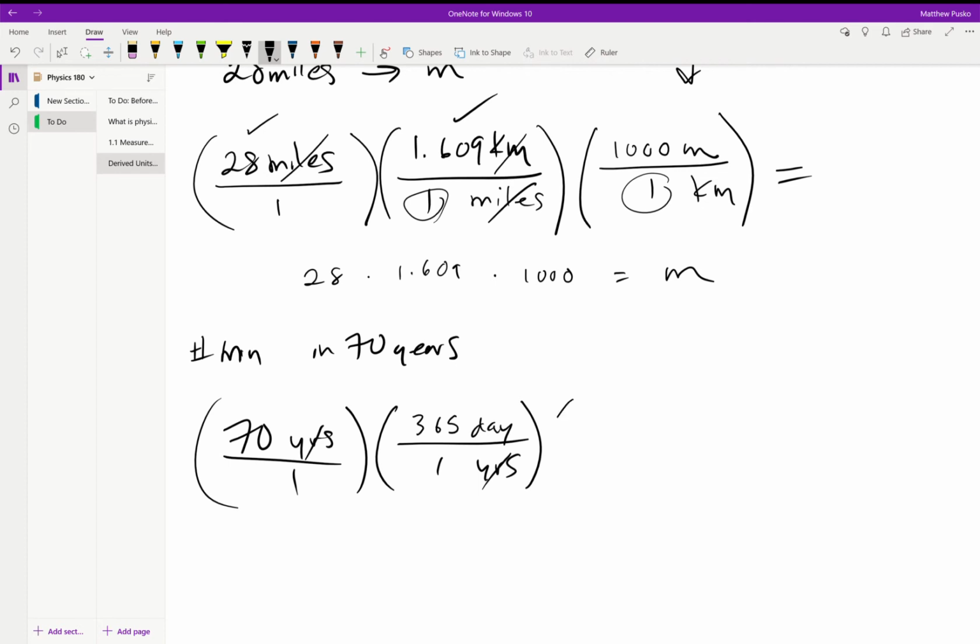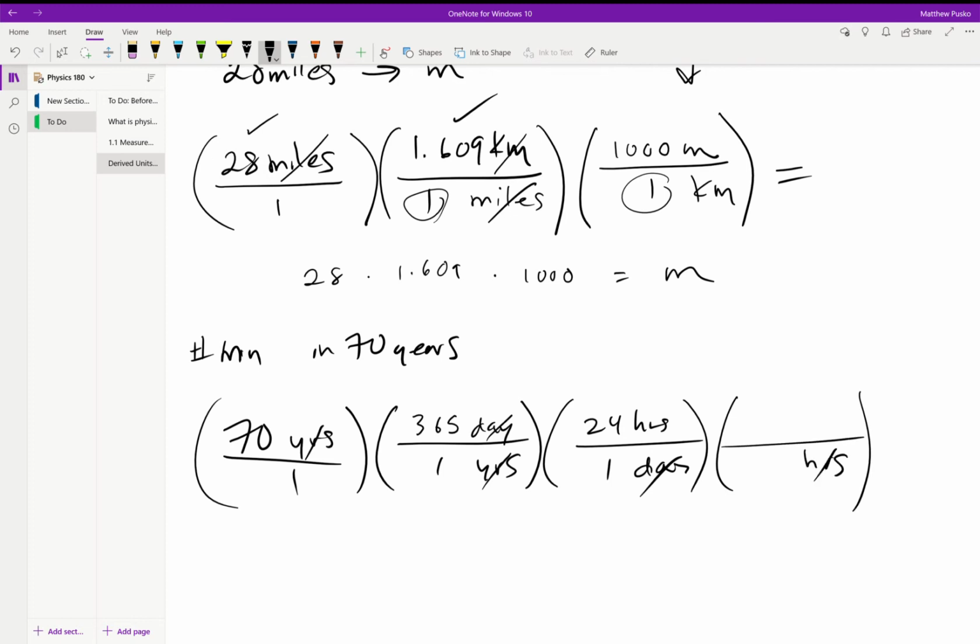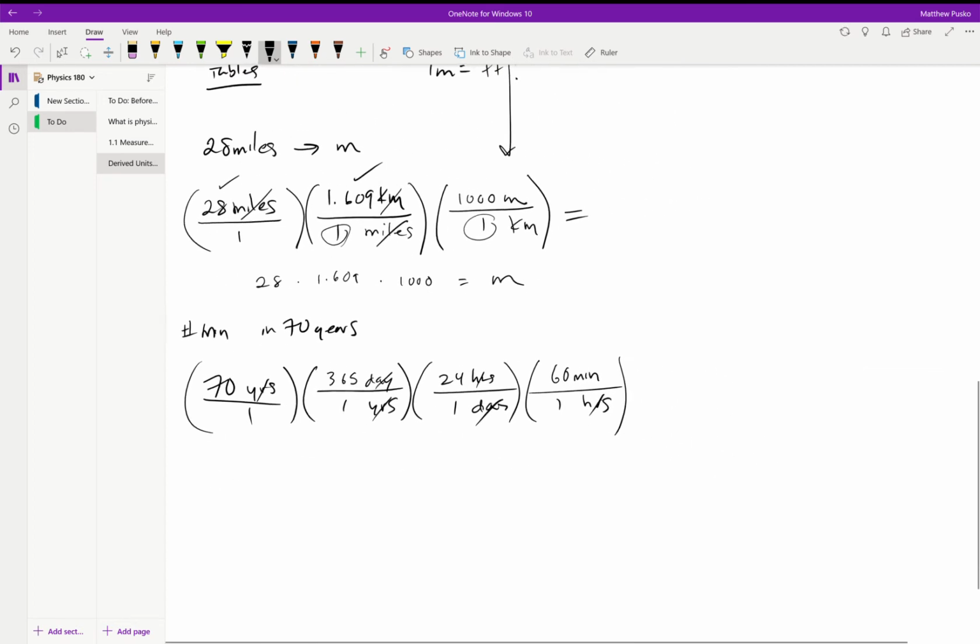But we need to move that into hours. So let's put days on the bottom, and we can cancel days. 1 day is equal to 24 hours. And we can go another step further. We want hours to cancel, so put it on the bottom. 1 hour is 60 minutes. And then we need to take it one step further.